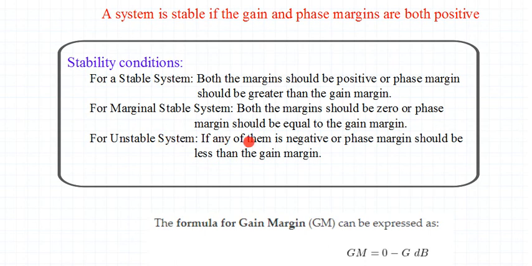So this is very important with respect to Bode plot. You can easily do the stability analysis from the Bode plot. If your system is stable, your gain and phase margins are positive. If gain margin is equal to phase margin, your system is marginally stable. And if gain margin or phase margin is negative, your system is unstable.